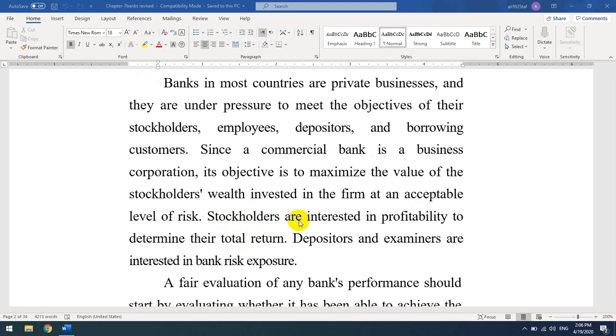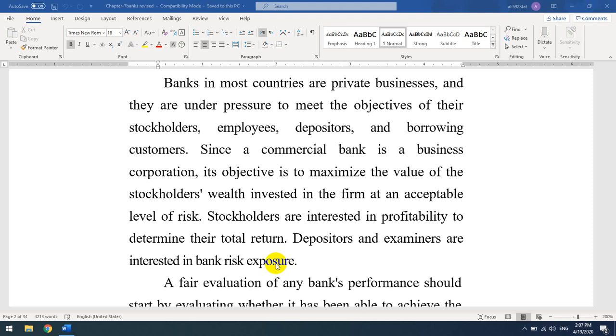For example, stockholders or shareholders are mainly interested in profitability to determine their total return. They need to measure the bank profitability to determine whether their investment is fruitful or not. The second group from the stakeholders are the depositors. Depositors and the examiners are interested in bank risk exposure. The depositors are interested mainly in the risk that the bank is exposed to.